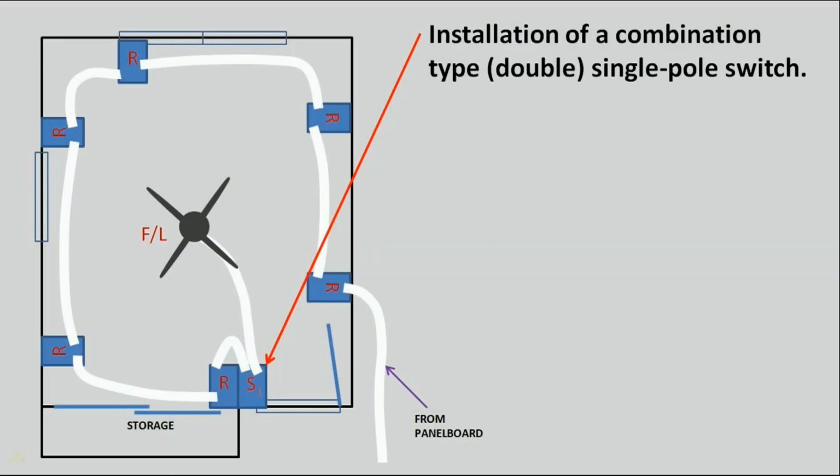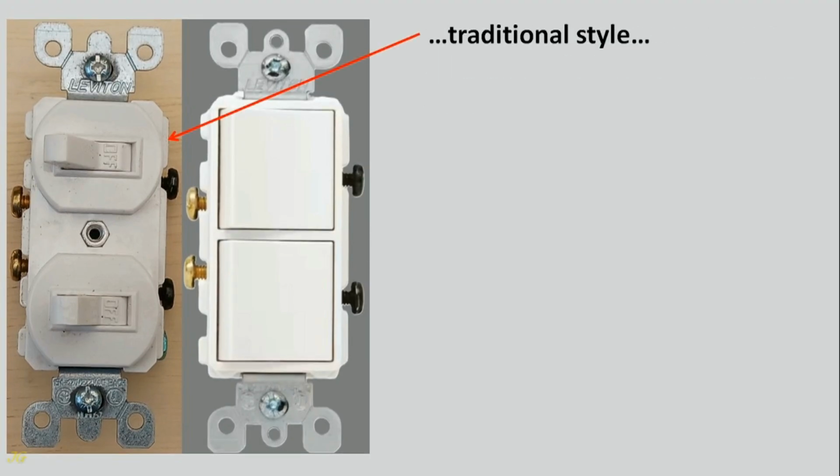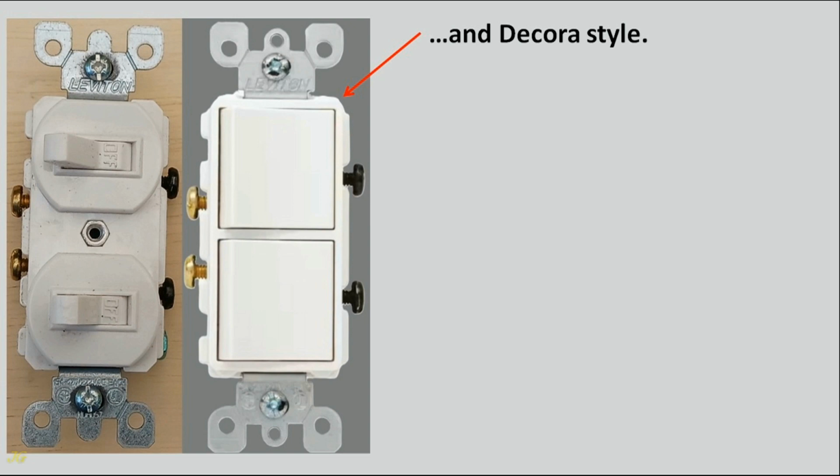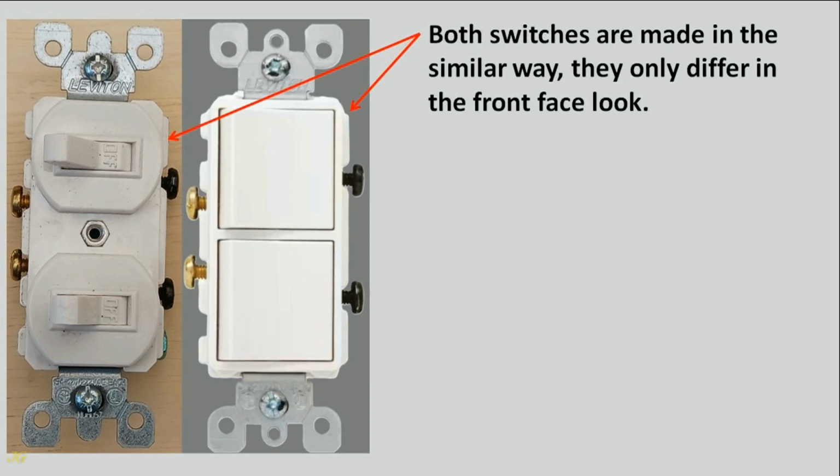Installation of a combination type, double, single pole switch. The most common single pole, double, switches used in homes are traditional style and Decora style. Both switches are made in a similar way, they only differ in the front face look.